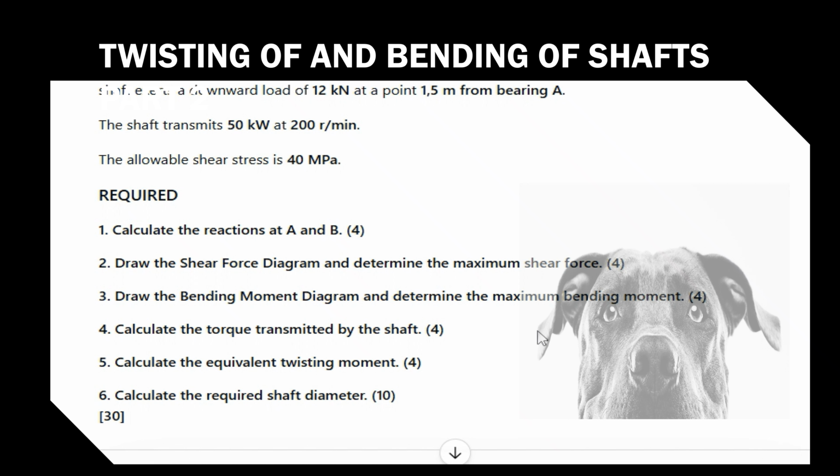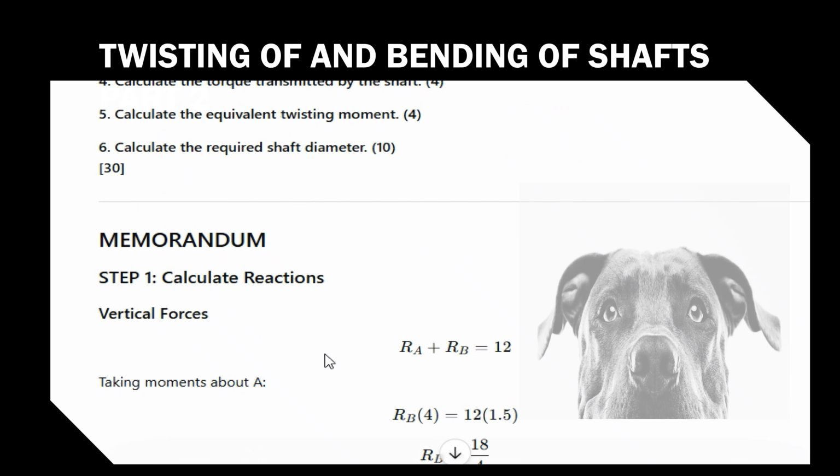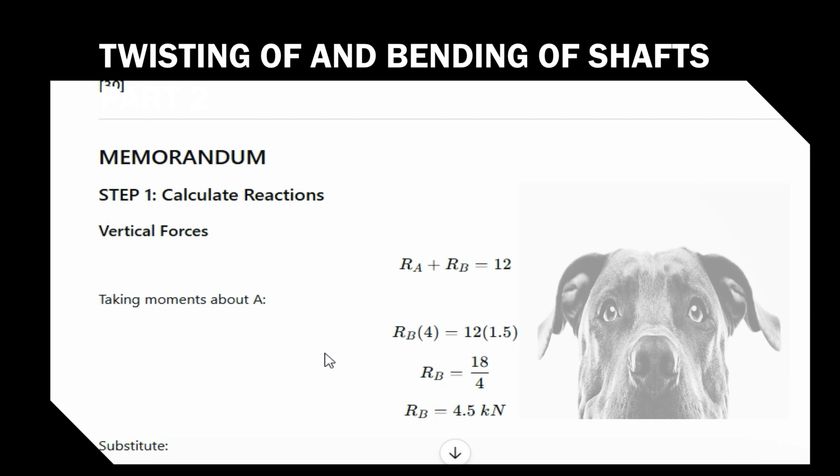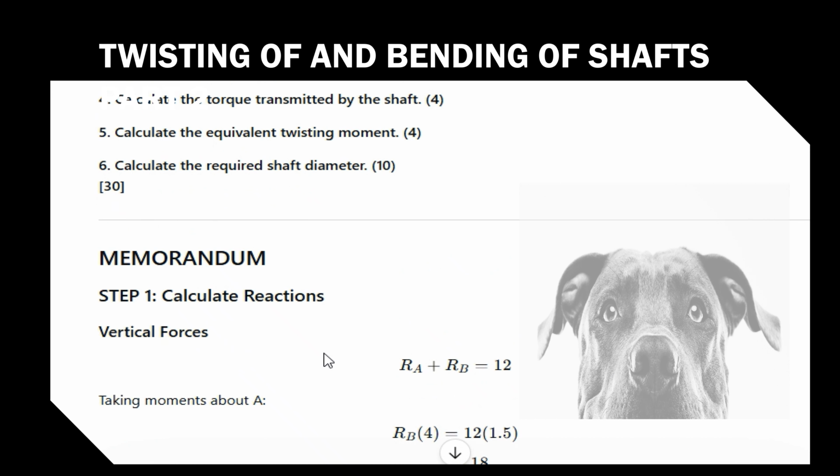Calculate the torque transmitted by the shaft. Here, you are going to earn 4 marks. Calculate the equivalent twisting moment. Here, you are going to earn 4 marks. Calculate the required shaft diameter, which is 10. Total, it will be 30. So let's go to the memorandum. Then let's start by calculating number one.